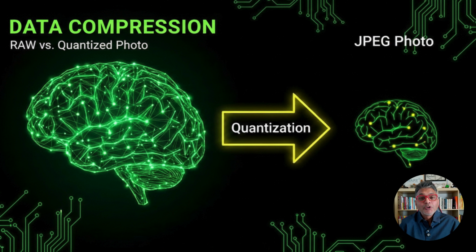A model's original file is like a raw photo, perfect quality, but massive and impractical. Quantization is like converting that raw file into a high-quality JPEG. You lose a tiny amount of numerical precision that you'll likely never notice. In exchange, the file size drops dramatically, making it possible to run models locally on consumer hardware.